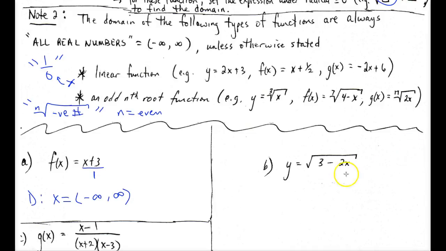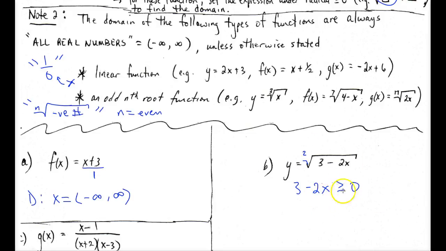Okay. Now, in this example, example B, we have the square root of 3 minus 2x. Now, if we come back here, we see that we don't have anything here that looks like a fraction where we have x in the denominator, so we don't have to worry about violating this rule. But of course, we have this one. This is a square root, so this is like index 2 here. So here we would have to say that 3 minus 2x has to be greater than or equal to 0.